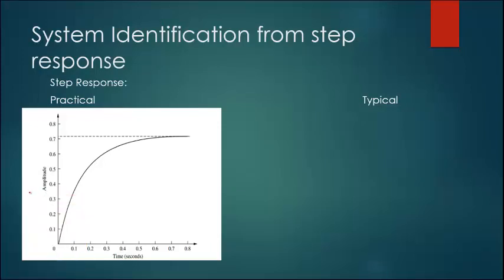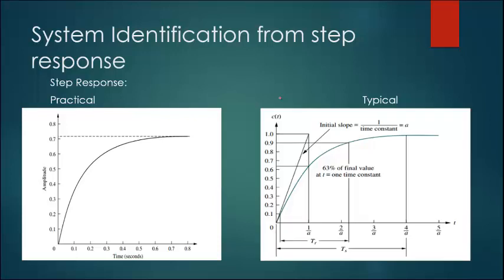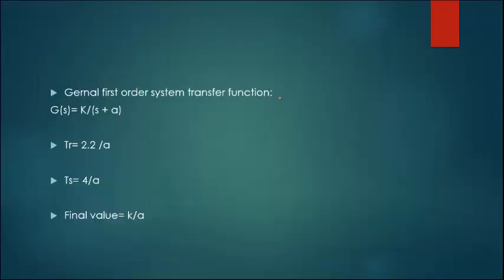On the left we have the system response from the practical system, and on the right we have a typical unity step response of a first order system. So by comparison we know that our system is first order, and from that we can calculate the model parameters. We already know that the transfer function of a first order system is in the form G(s) = k over (s + a), where a is the system pole and k is the gain.